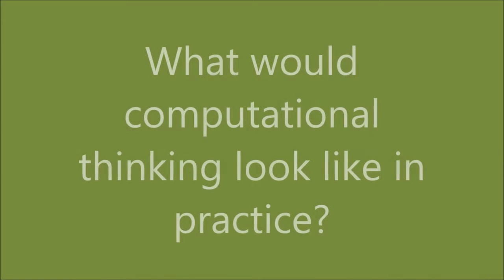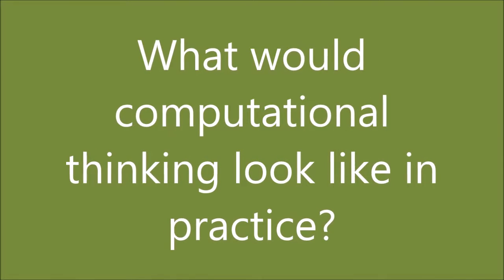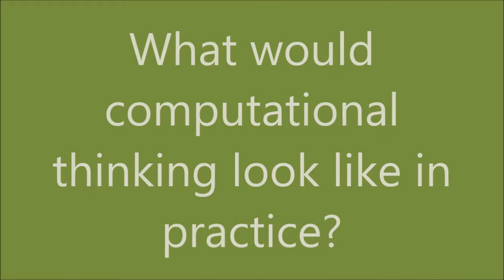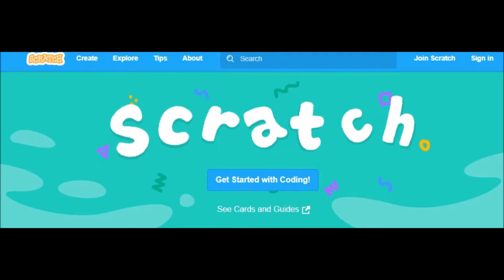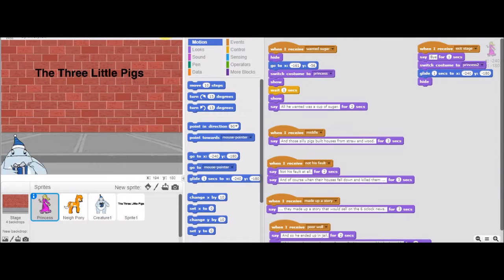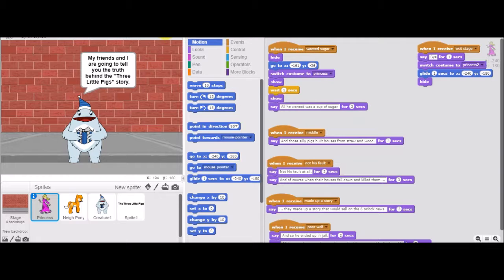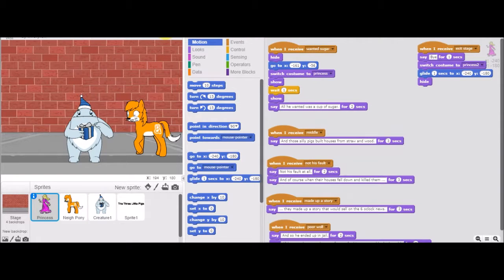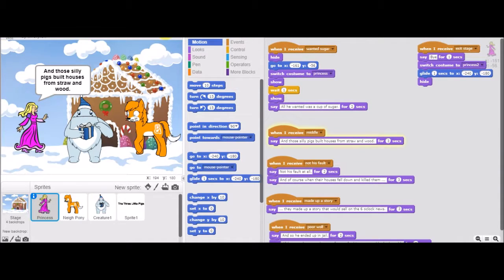What would computational thinking look like in practice? In literacy, computational thinking can be added through the use of Scratch. For example, children can create animations of different versions of a story that they are studying in class. When creating the story, children will be using computational thinking aspects such as decomposition, abstraction, problem solving, and algorithms. Children will have to decompose the story into beginning, middle, and end, and think about what happens in each section. They would also have to think about the different characters and aspects of the story they would like to include.